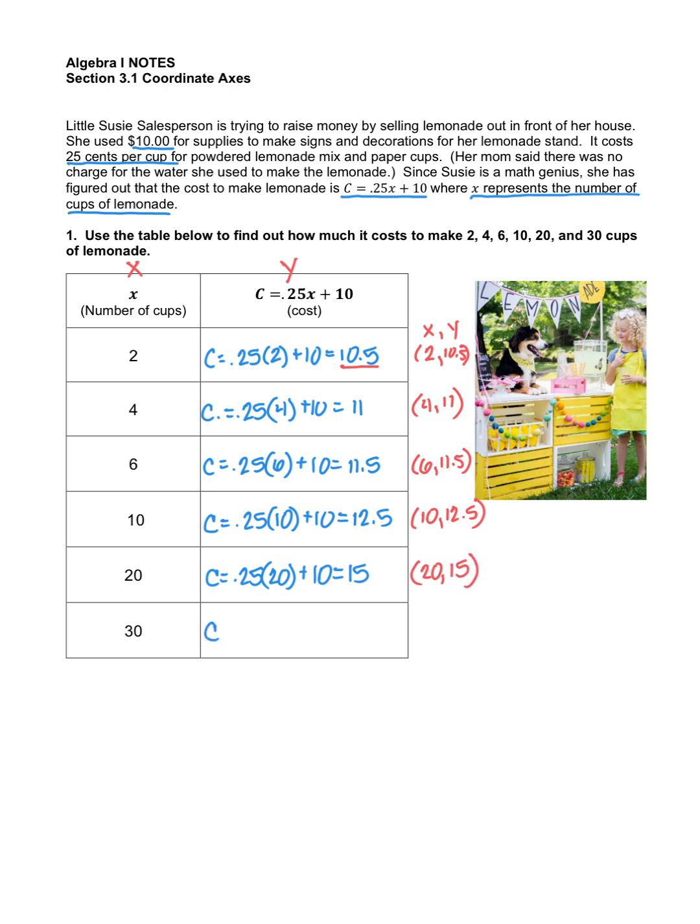Let's do this for the last one. C equals 0.25, our x is 30, plus 10, and we get 17.5. Let's go ahead and put our coordinates where our x is 30 and our y is 17.5.